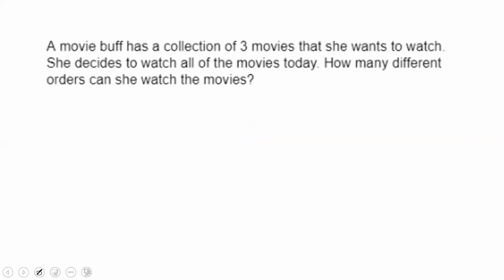A movie buff has a collection of 3 movies that she wants to watch. She's a movie buff and she only has 3 movies. Interesting. She decides to watch all of the movies today. How many different orders can she watch? Okay, so it says how many different orders. So of course order matters. She's going to take 3 permute 3. And that's going to give me 6 different ways she could order those movies.